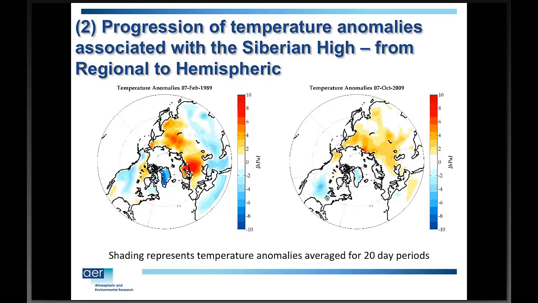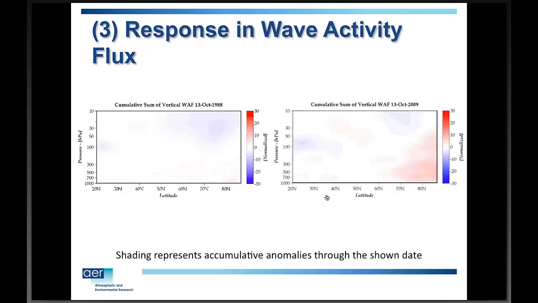So this is all still really part of the second step, this building of this regional perturbation that expands to become hemispheric in scale. Now we're going to show the energy transfer, and this is a little esoteric, but again, I just wanted you to see the difference in the anomalies of those two winters.